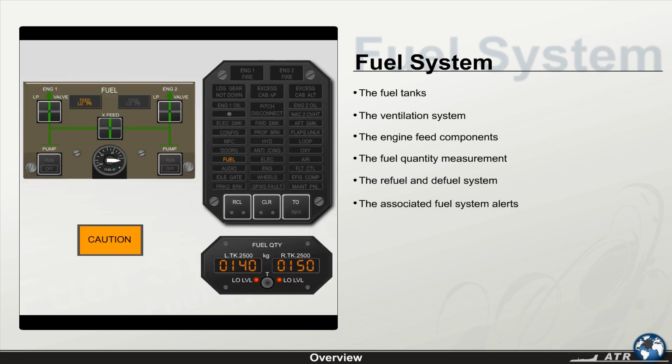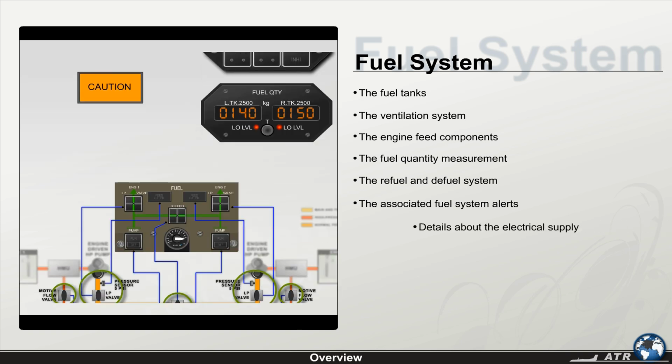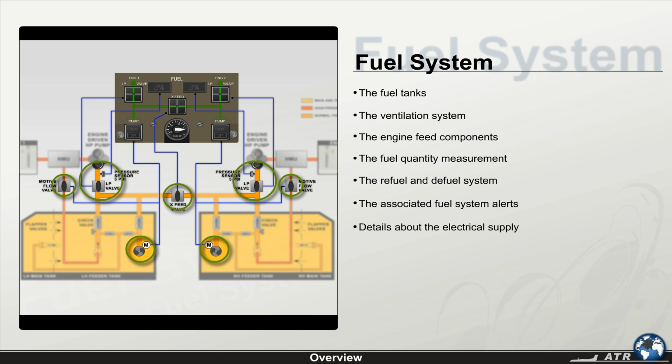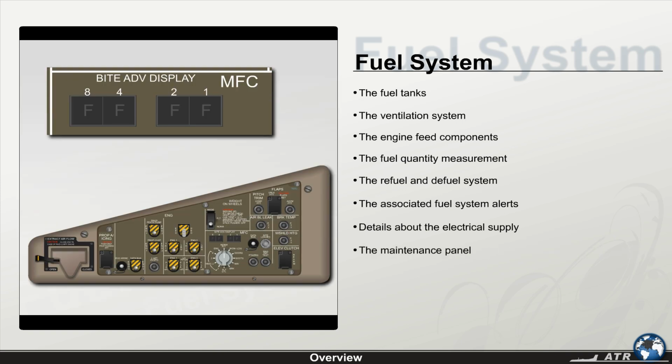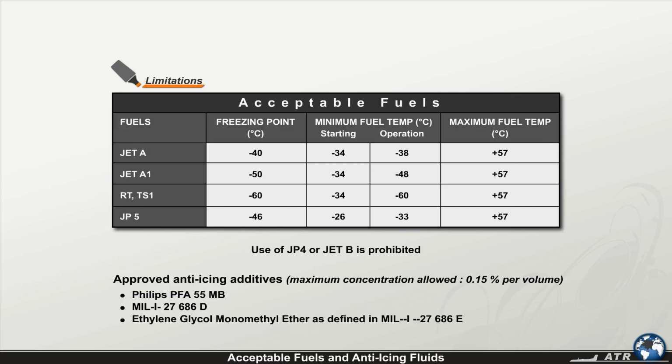You'll also learn about the associated fuel system alerts, details about the electrical supply, and the maintenance panel. Here is the table Acceptable Fuel. Note that the use of JP4 or Jet B is prohibited.